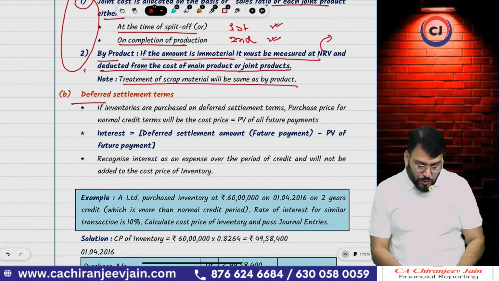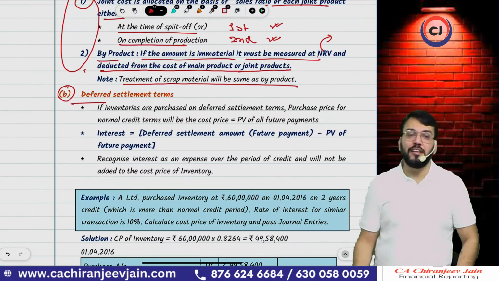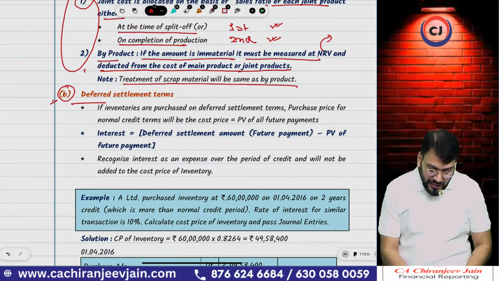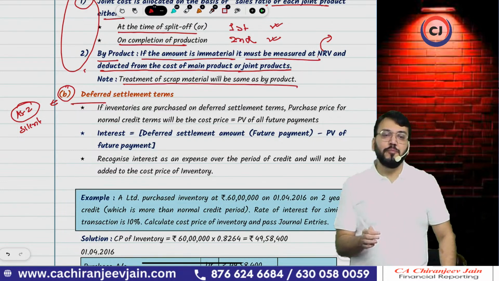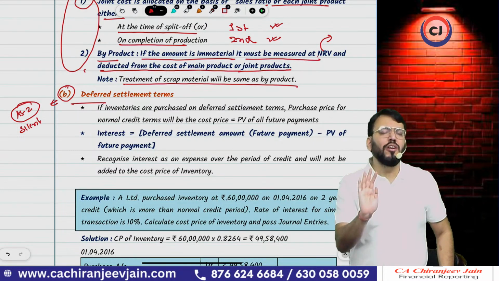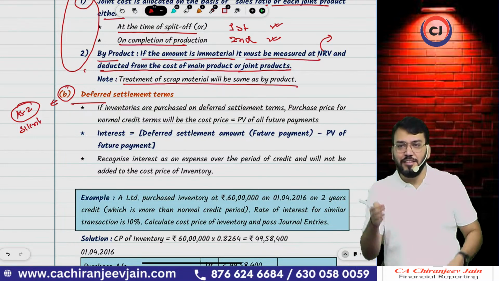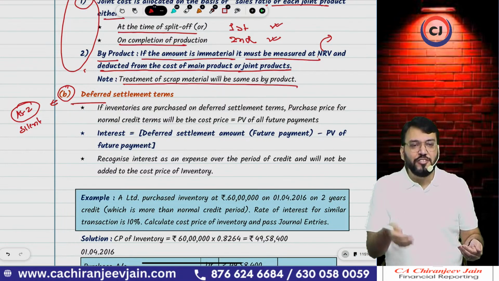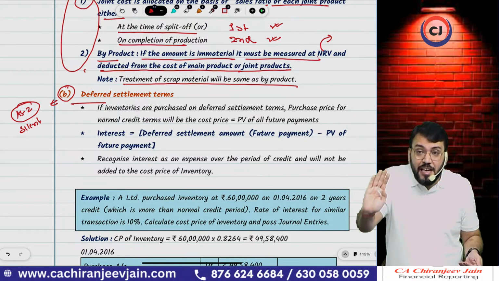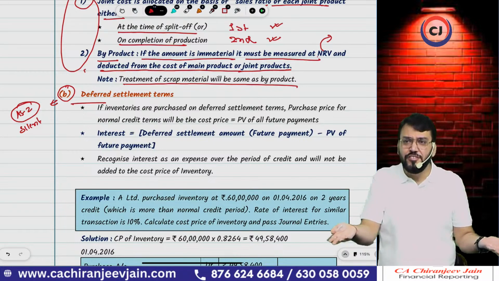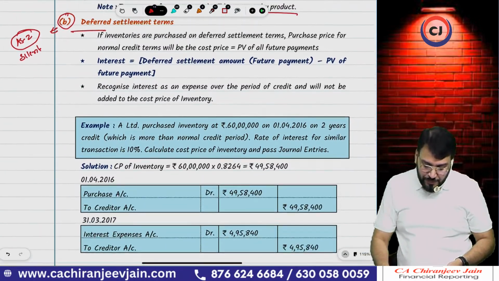No doubt. Now come to one special point about deferred settlement terms. For this, AS 2 was silent. Deferred settlement terms means if you have purchased some raw material or stock in trade at deferred settlement terms, means on a deferred payment basis, means on credit basis. Let me explain.